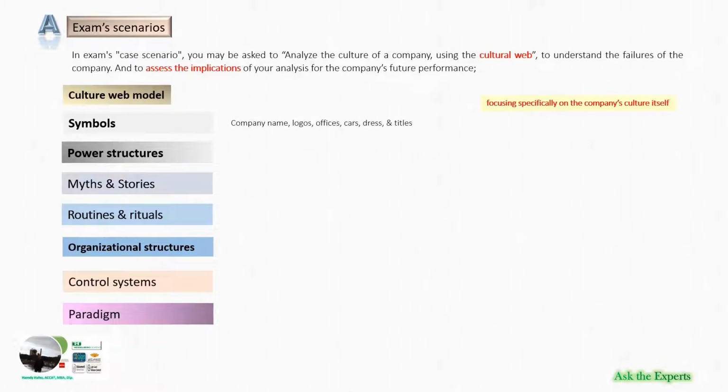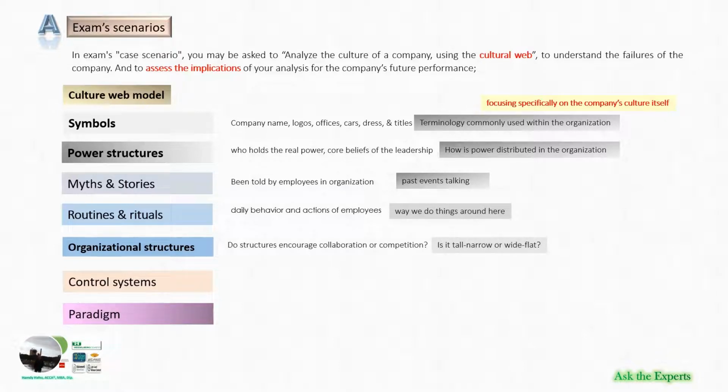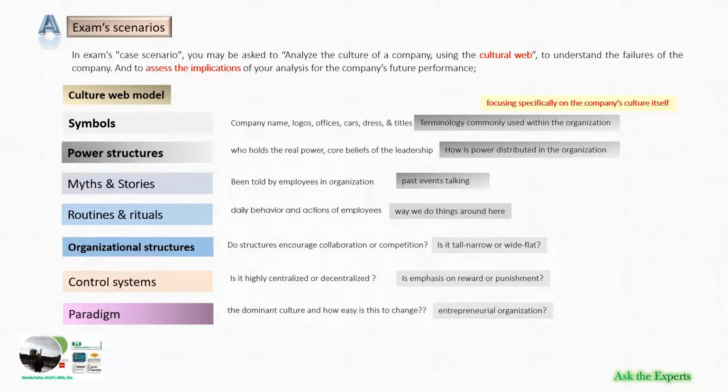Control systems. Paradigm. Symbols, for example, in the exam scenario: you could try to find the terminology commonly used within the organization. For the power structures, you can ask yourself, who holds the real power, what are the core beliefs of the leadership, and how is power distributed in the organization? Another example is the organizational structures. The following questions can help in planning your answer. Do structures encourage collaboration or competition? Is it tall and narrow or wide and flat?